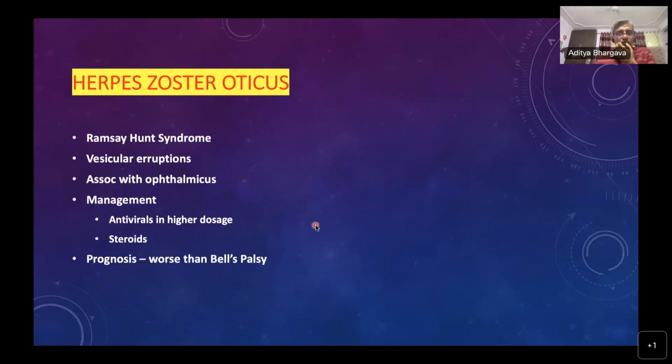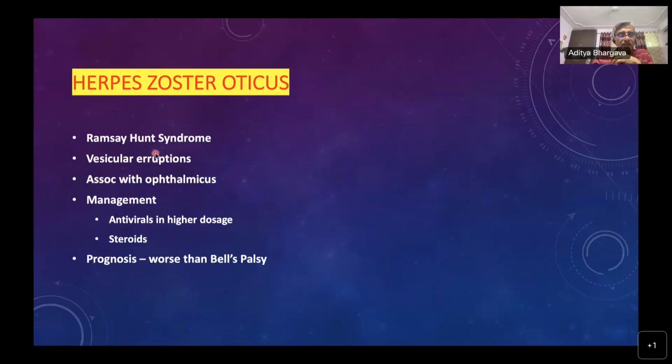Then second in importance, not the most common, is herpes zoster oticus. It is also known as Ramsay-Hunt syndrome. It is the reactivation of the chickenpox type of virus inside the body, which causes herpes zoster oticus as well as ophthalmicus. That is eye involvement, through, as I mentioned, the interconnections between the fifth and seventh nerve. Here it comes. Association of ophthalmicus.